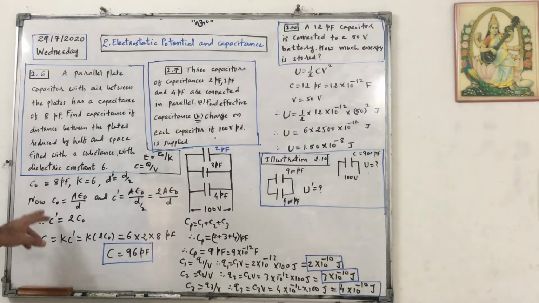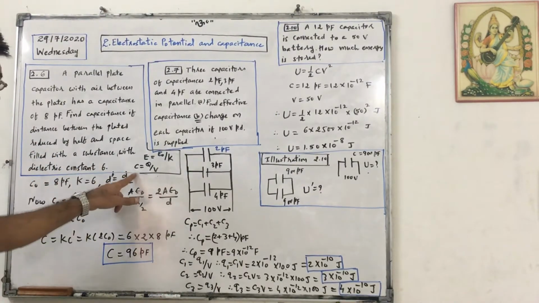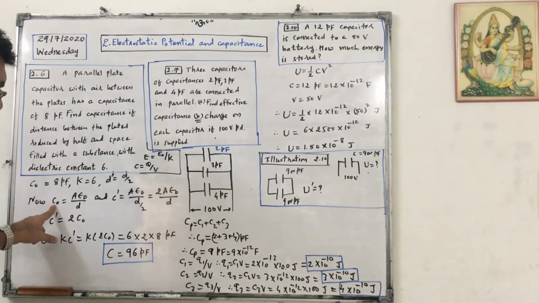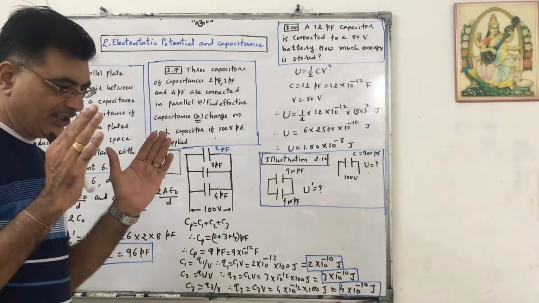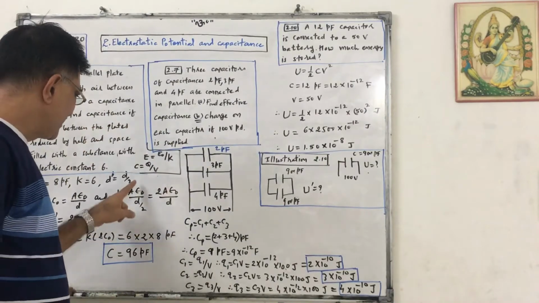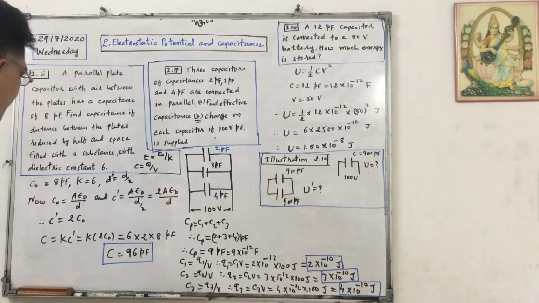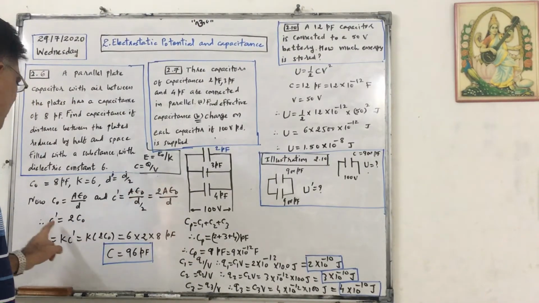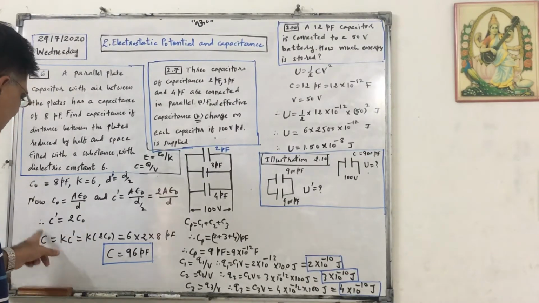So first of all, the initial capacitance C0 is 8 picofarad. The dielectric constant capital K is 6, and the new distance between two plates is d by 2. We know that C0 equals A epsilon naught upon d, and C dash, that is the capacitance when we bring the two plates nearer, is A epsilon naught upon d by 2, so that will be equal to 2A epsilon naught upon d. So this can be written as 2C0. So C dash equals 2C0.